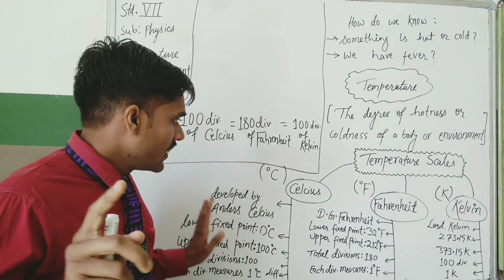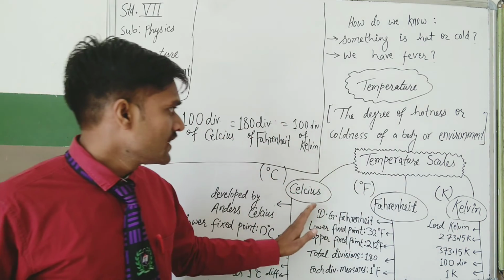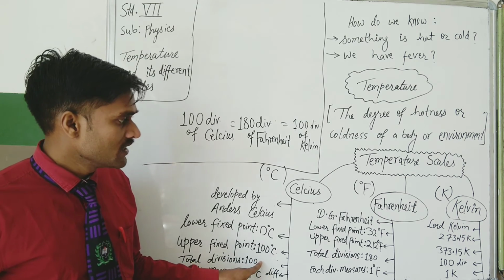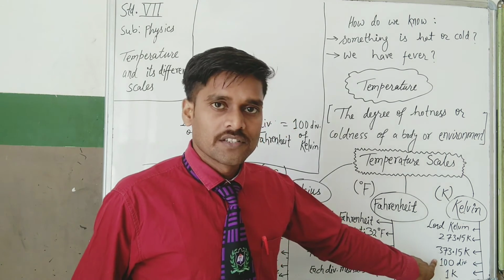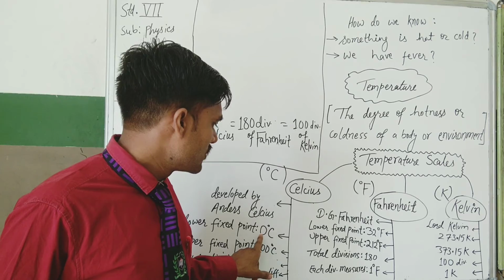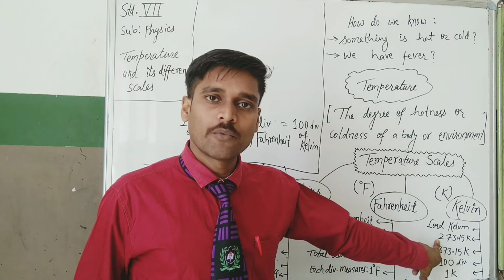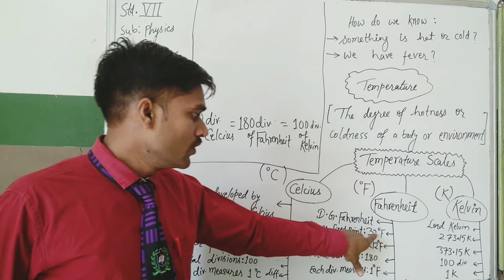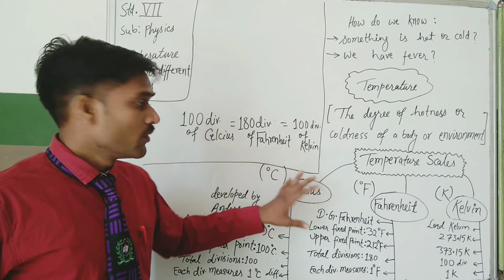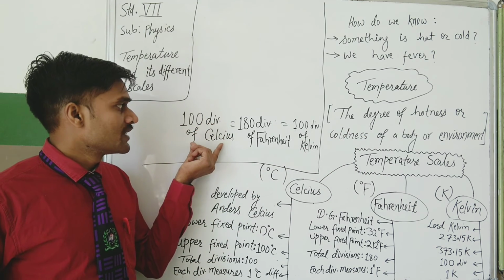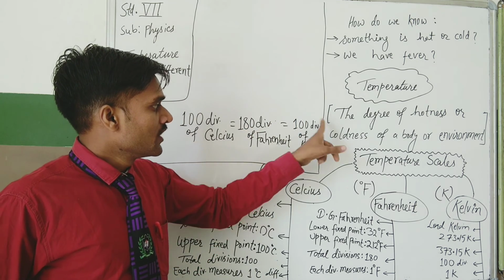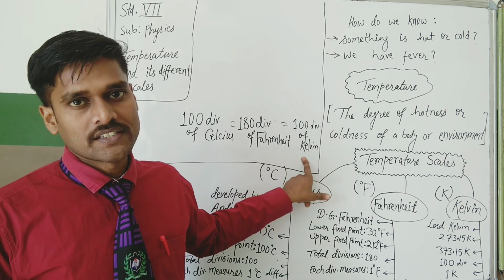If we compare the Kelvin scale and the Celsius scale, we have 100 divisions on both scales, and hence 0 degree Celsius is equivalent to 273.15 Kelvin, which is equivalent to 32 degree Fahrenheit also. So overall we can say that 100 divisions of the Celsius scale are equal to 180 divisions of the Fahrenheit scale, and equivalent to 100 divisions of the Kelvin scale.